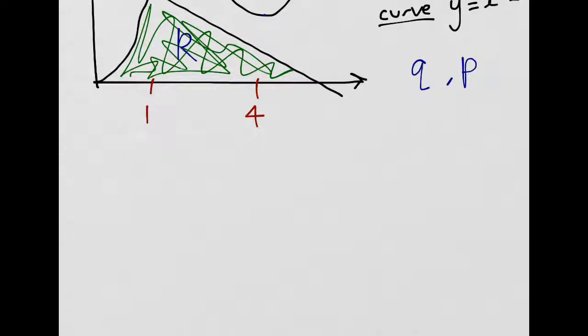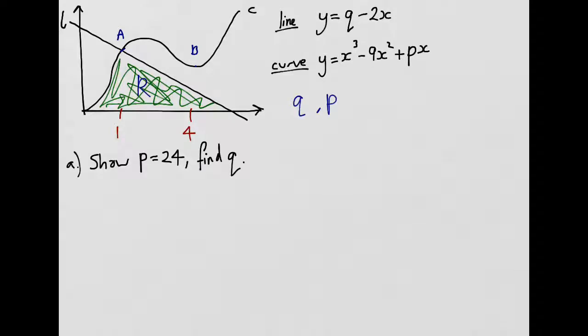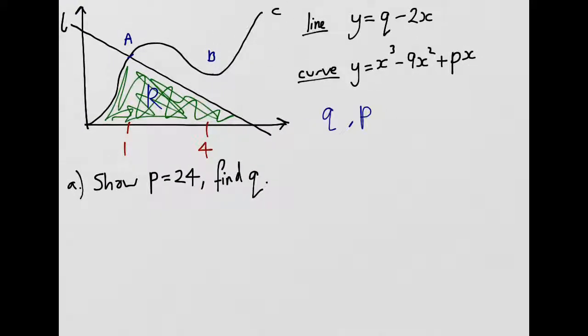So the first part of the question, part A, is to show that p equals 24, and then find q. For those of you who want to rush ahead, pause the video now and try and use what we've got to find p and q, but I will go through that now with everyone else.